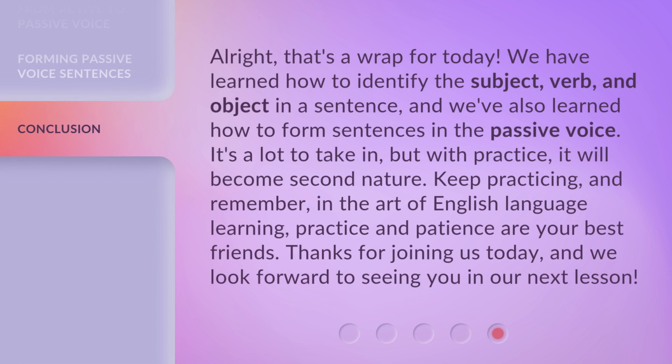Alright, that's a wrap for today. We have learned how to identify the subject, verb, and object in a sentence, and we've also learned how to form sentences in the passive voice. It's a lot to take in, but with practice, it will become second nature. Keep practicing, and remember, in the art of English language learning, practice and patience are your best friends.